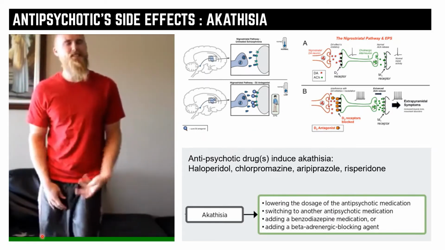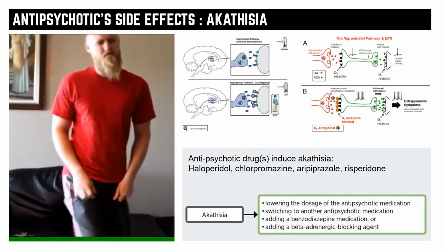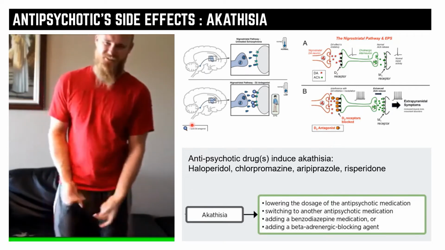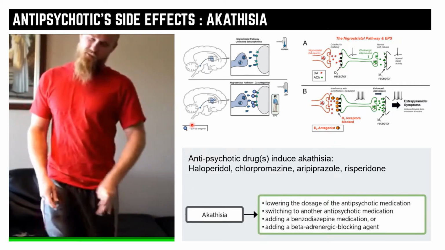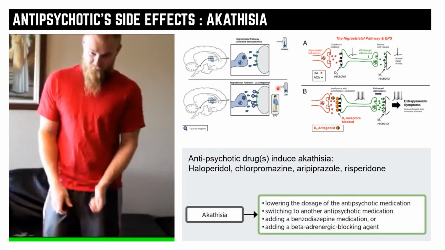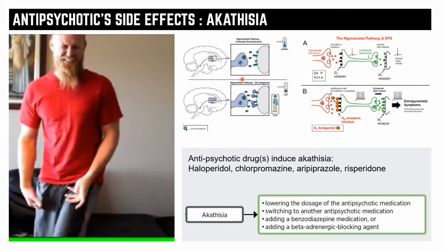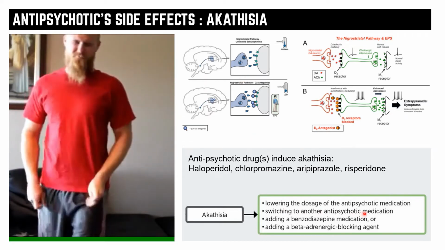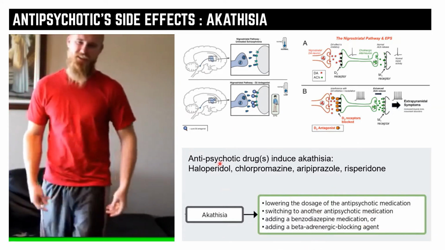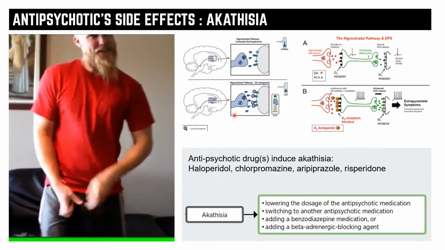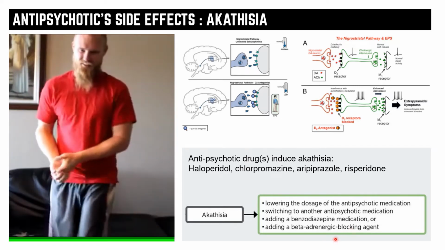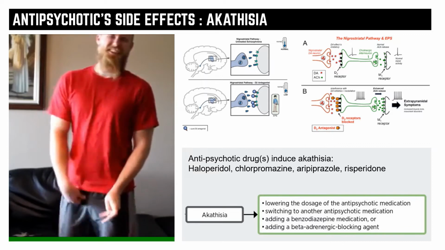This situation can also happen with antidepressant medications because of the feedback mechanism of increased serotonin, causing a decrease in the dopamine level in the brain region, known as hypodopaminergic. If this happens, you might want to suggest to the doctor to lower the dosage of the antipsychotic medication, switch to another antipsychotic medication that has less akathisia side effects, add a benzodiazepine medication, or add a beta adrenergic blocking agent.